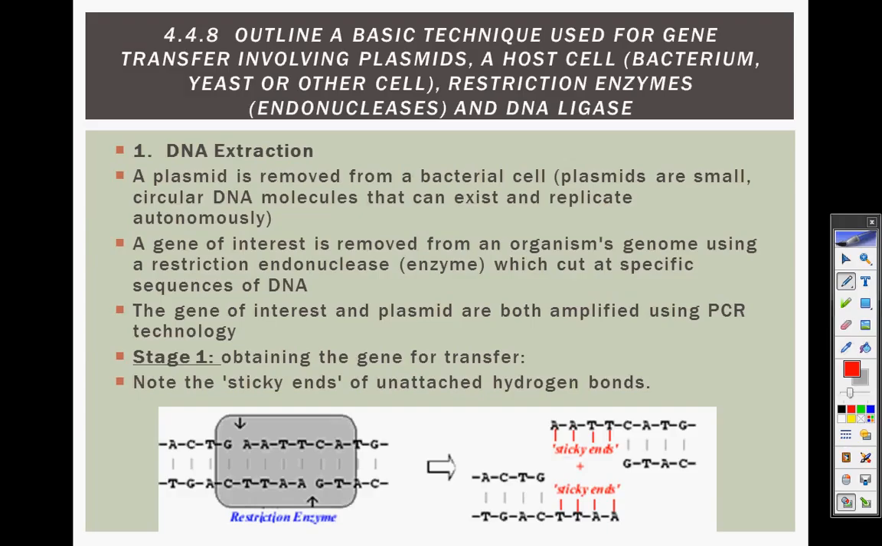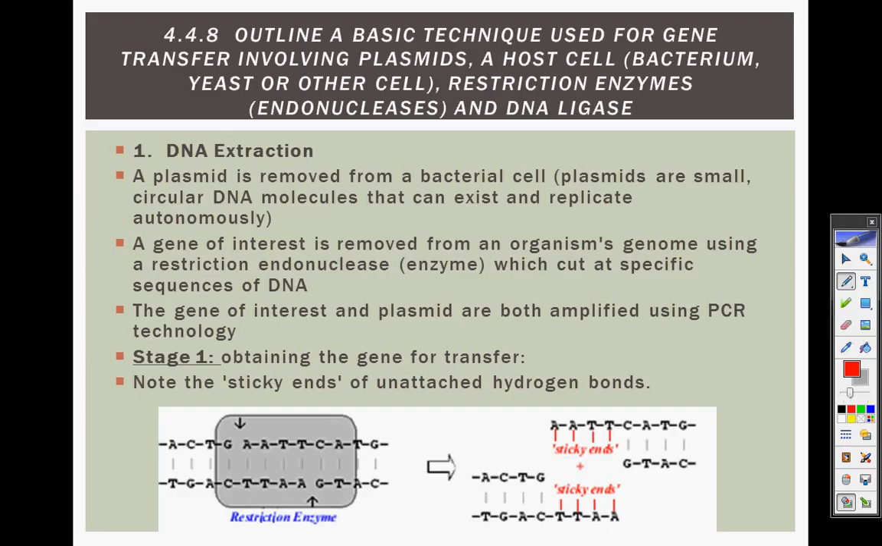Outline a basic technique used for gene transfer involving plasmids, a host cell, bacterium or yeast, restriction enzymes, endonucleases, and DNA ligase. This is how they did it. This is how they are going to fix you from your future ailments: by using a little bacteria, changing the DNA, and then injecting it into you, getting into your DNA and changing your DNA so you are not sick anymore.